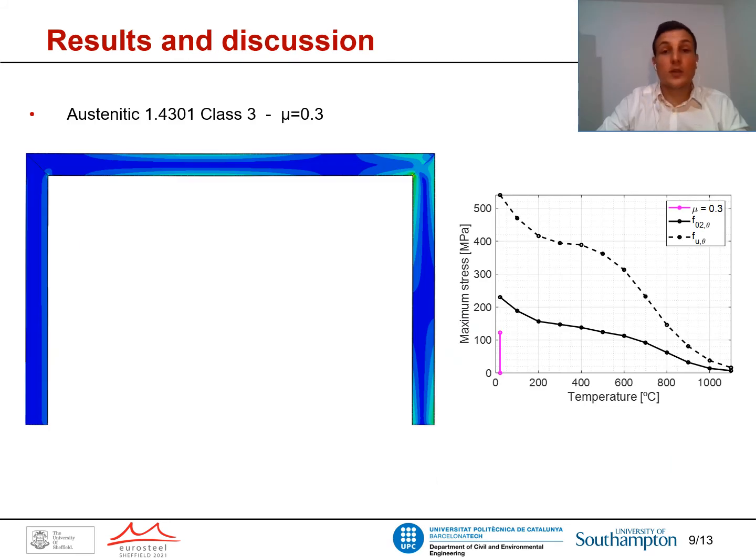First, we're going to analyze the obtained results for the stainless steel Class 3 frame. Class 3 structures are supposed to fail once the critical cross-section surpasses the yield stress. I'm going to show one of the analyzed Class 3 frames under fire situation. In this case, the frame shown here corresponds to a degree of utilization of 0.3. The figure on the right shows the evolution of the maximum stress as the temperature increases at the critical cross-section, the right joint.